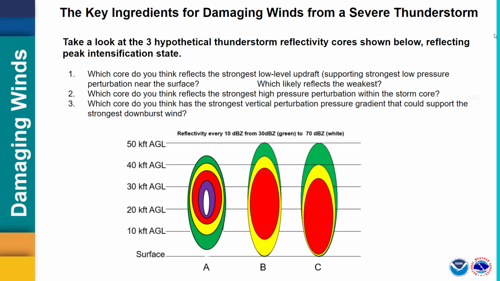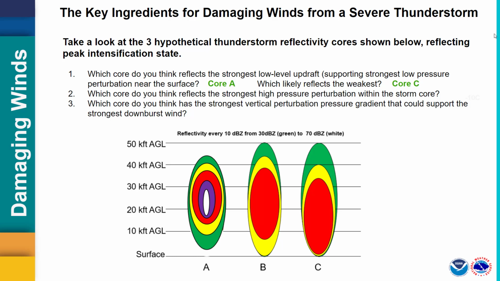Take a look at the three hypothetical thunderstorm reflectivity cores shown below. Which core do you think reflects the strongest low-level updraft, supporting the strongest low-pressure perturbation near the surface? Generally speaking, a more intense updraft would support a more elevated core and a more intense core aloft. And that looks to be core A. The core that likely reflects the weakest is probably the lowest centroid and weaker core, which would be core C.